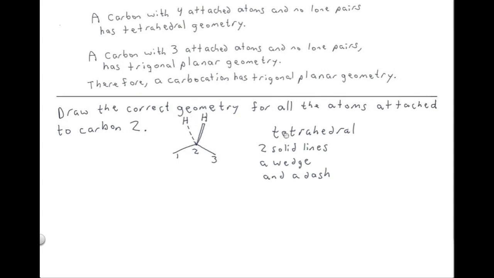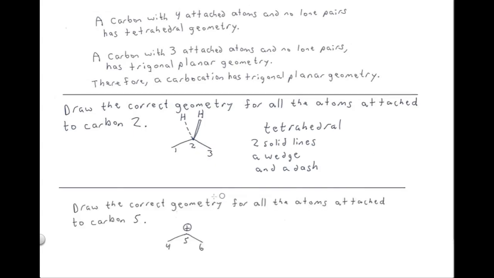So the correct way to draw geometry for a tetrahedral carbon, one correct way, is 2 solid lines, a wedge, and a dash. But when a carbon is not a stereocenter, oftentimes we don't bother to draw the geometry correctly. Please pause the video and try this problem.